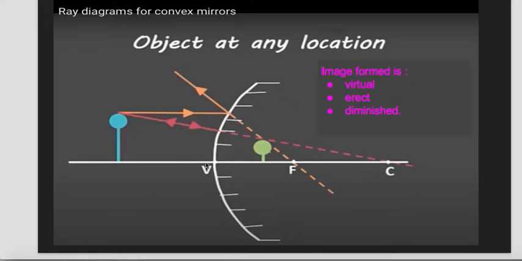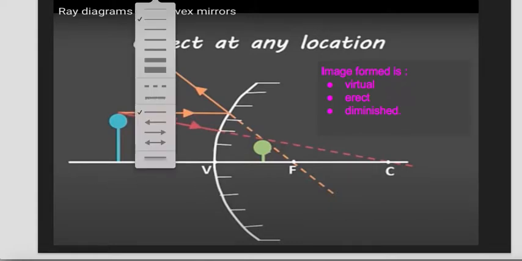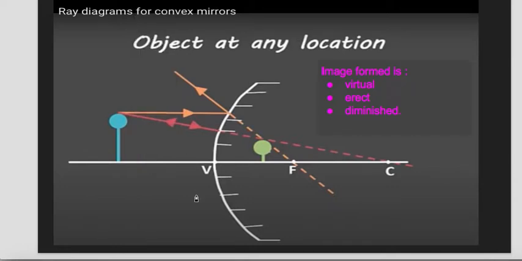Now, there are important terms. F, that is the principal focus. Capital C, the center of curvature. And P, the pole. This is an important term which you need to know, students. It is the pole. So here it is the pole. What is the pole, if I want to ask you all? Yes, it is the midpoint of the aperture of a spherical mirror.